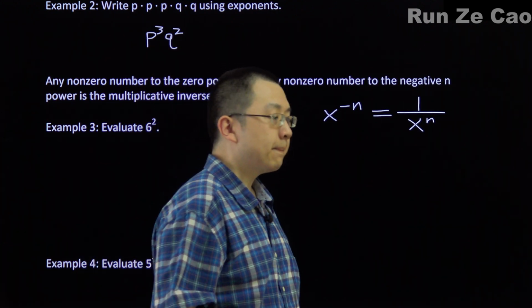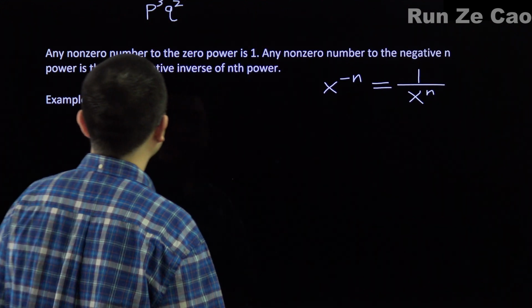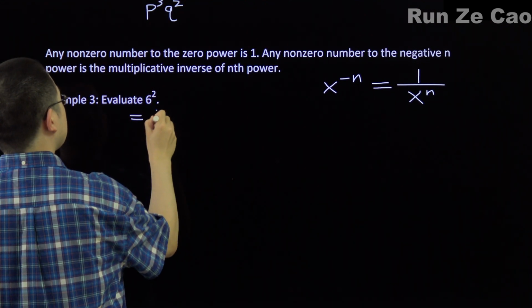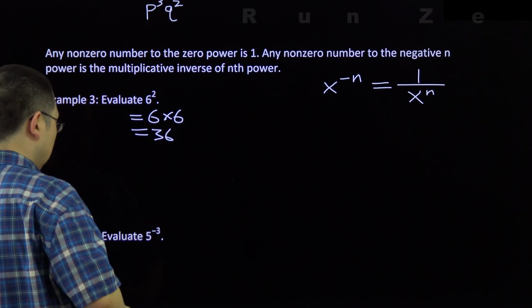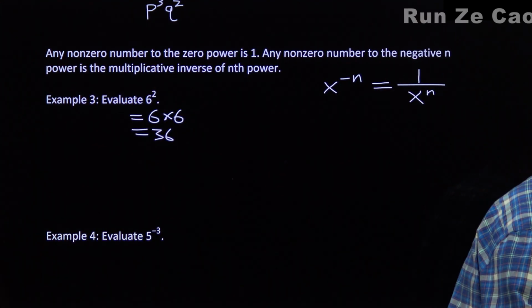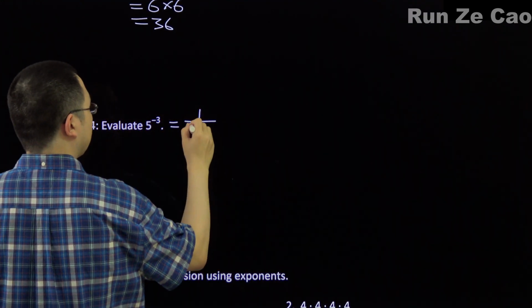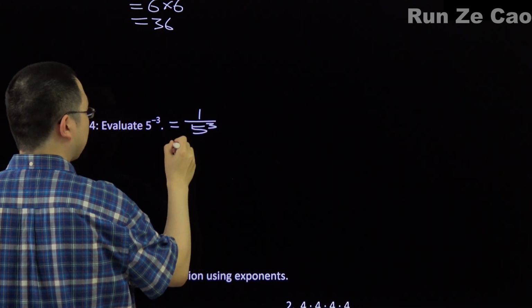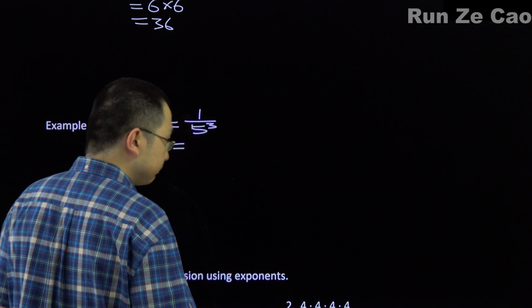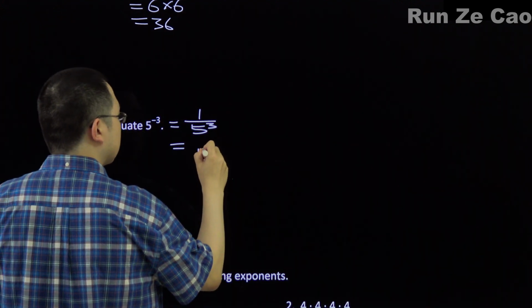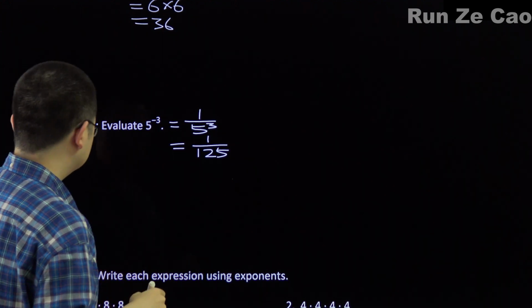Okay? So let's evaluate 6 squared. This is equal to 6 times 6, which is 36. And 5 to the negative third power, that's equal to 1 over 5 to the third power. And 5 to the third power is 25 times 5. So 125. 1 over 125.